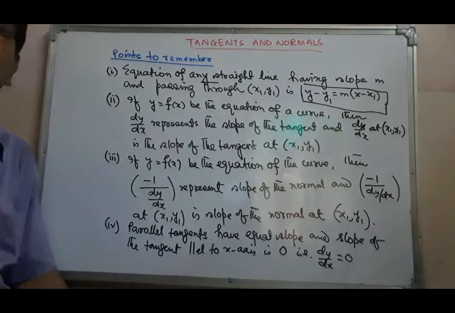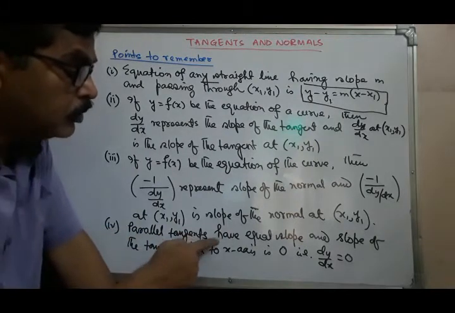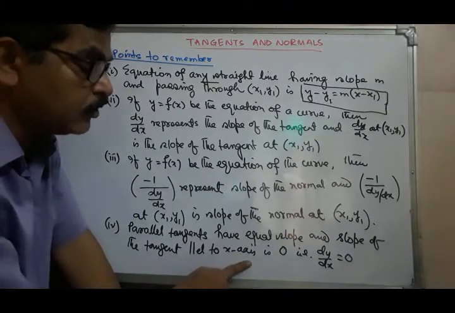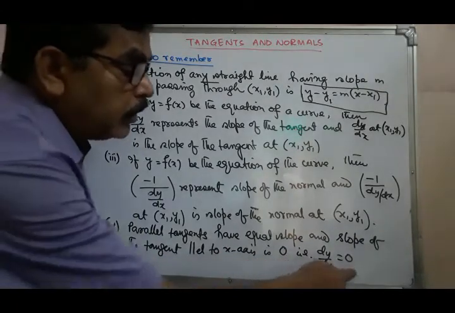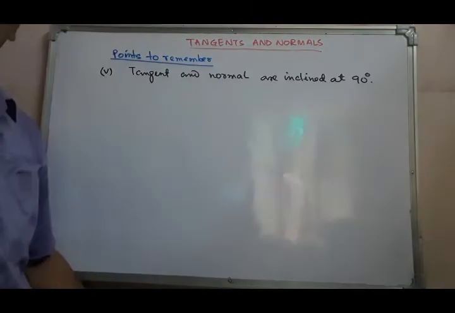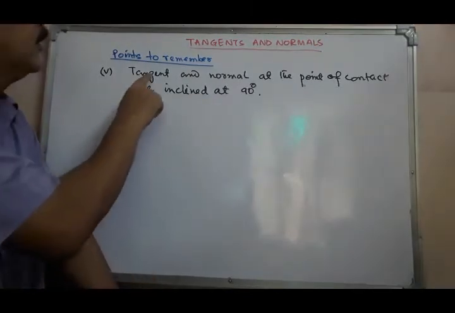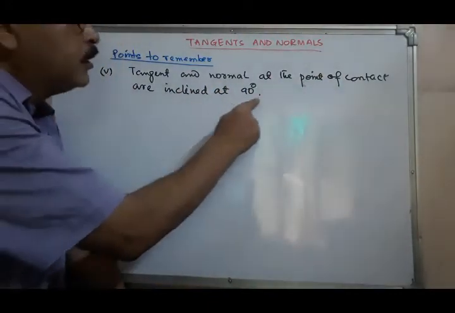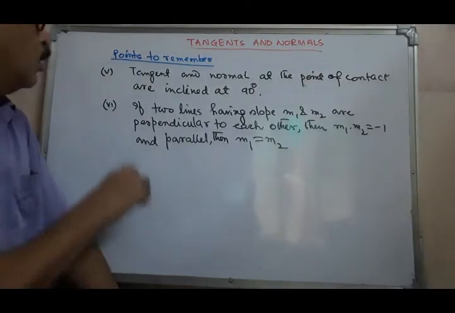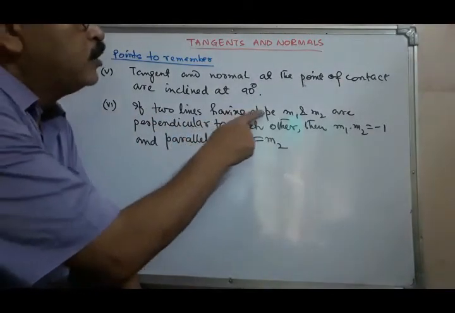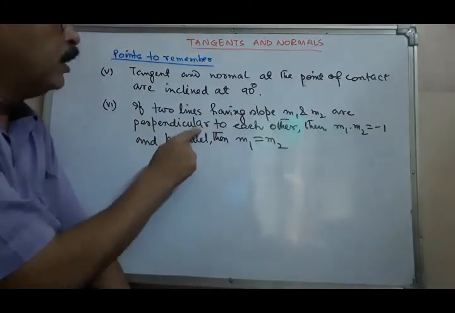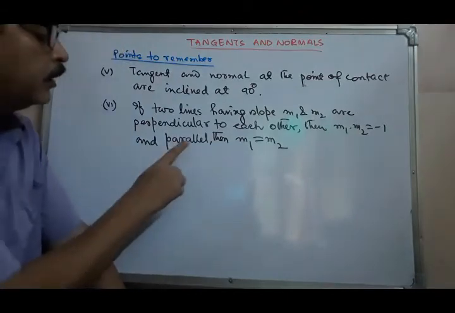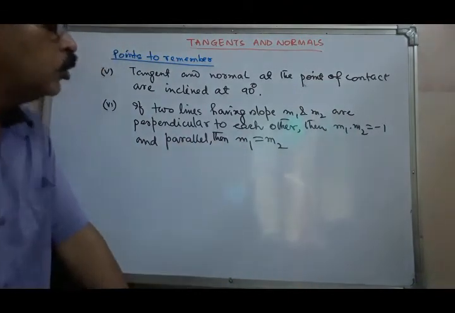Point number 4, parallel tangents have equal slope and slope of the tangent which is parallel to x-axis is 0, that is dy/dx equal to 0. Point number 5, tangent and normal at the point of contact are inclined at 90 degree. Point number 6, if two lines having slope m1 and m2 are perpendicular to each other, then m1 into m2 equal to minus 1, and if they are parallel, then m1 equal to m2.